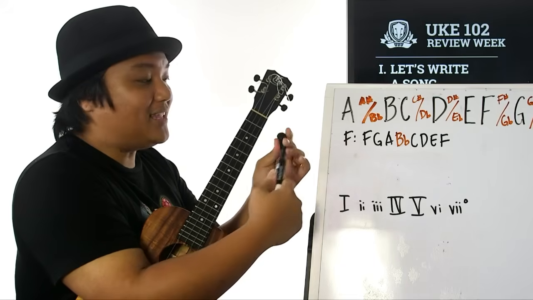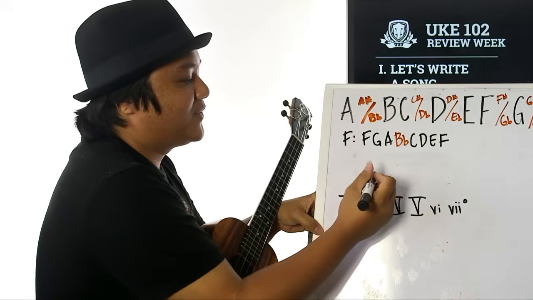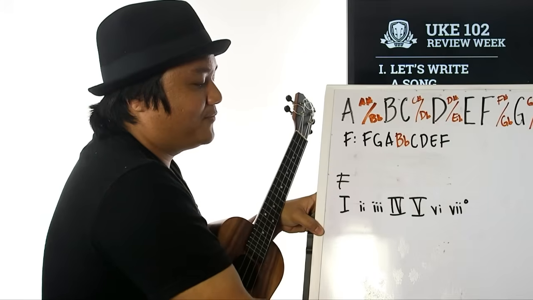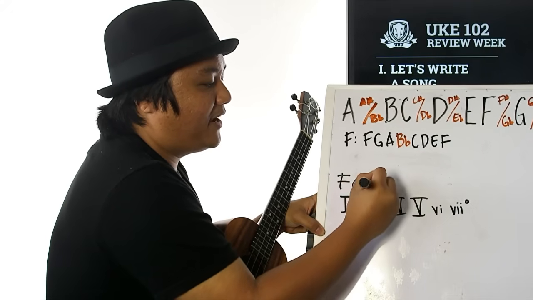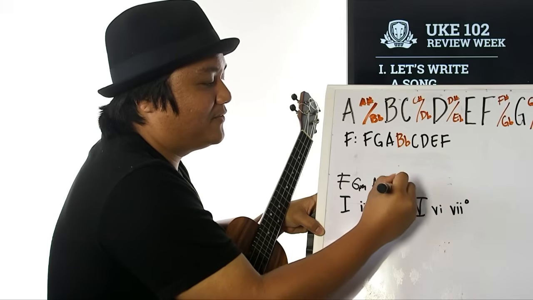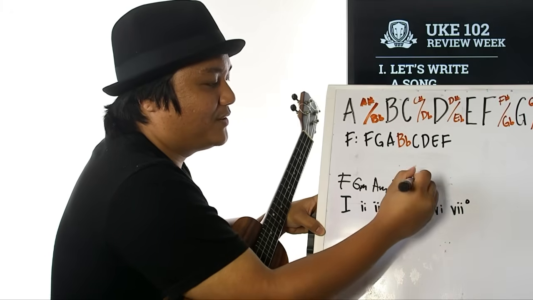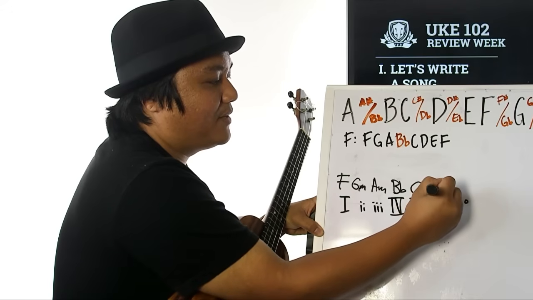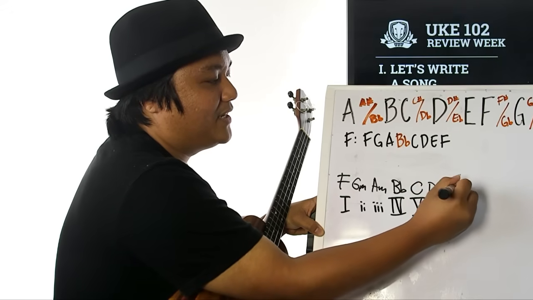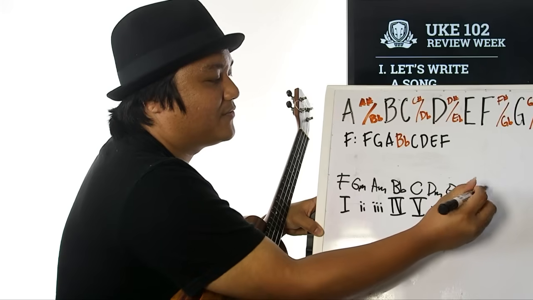So if I were to do that, let's write this down. So F major, we have G minor, A minor, and we have a B flat major, C major, then we have a D minor, and we have an E diminished.